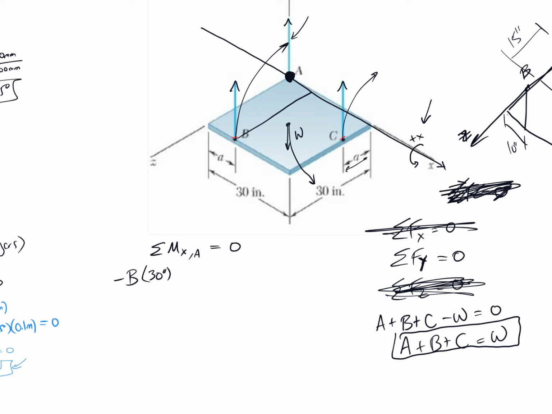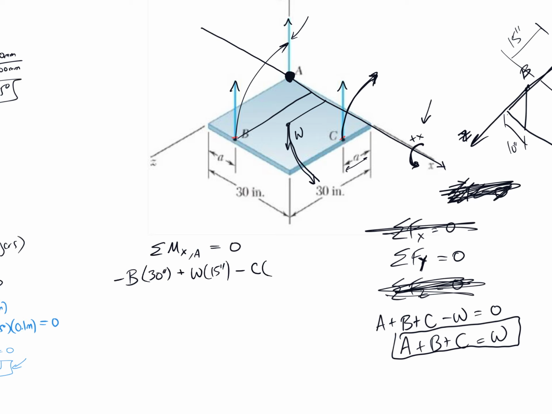Now we'll go in order. We'll do weight. Weight is going in the same direction as this curl here, so we'll do plus the weight times its distance, which is from here to here, half of that 30, so that's 15 inches. And then we've got this C, which is going this way, so we're going to say that's a negative C.